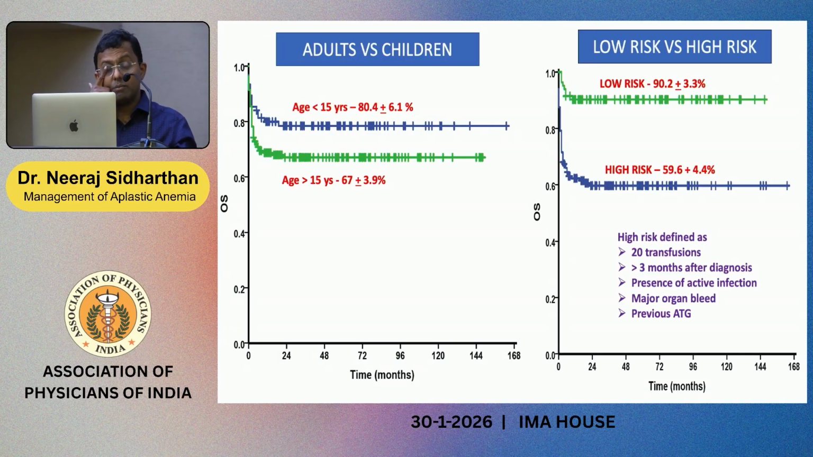But again, some of the data published from India actually show that it's not all that bad. You still see adults and children with at least 60 to 70% survival, even in high-risk patients, which is not really bad. Even those poor-risk patients who are multiply transfused, we are able to salvage two-thirds of them.